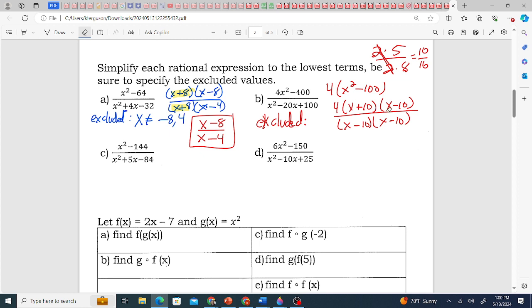Yeah, but see, the top doesn't matter. Remember, you can't divide by 0. That's the denominator. If the numerator's got 0 up there, so what? That's fine. So x cannot equal 10. That's my excluded value. And then I can cross one of those off. So my final answer will be 4 times x plus 10 over x minus 10, as long as you remember you have to have your excluded values.